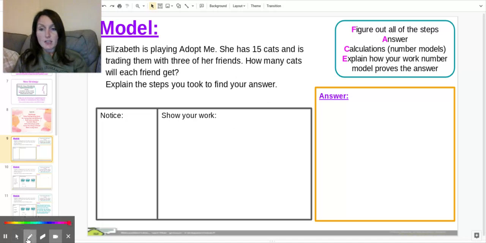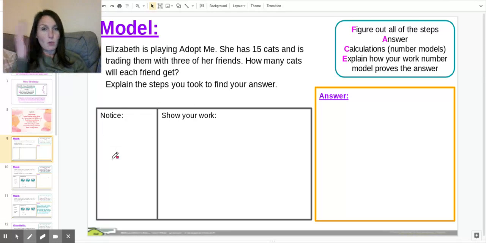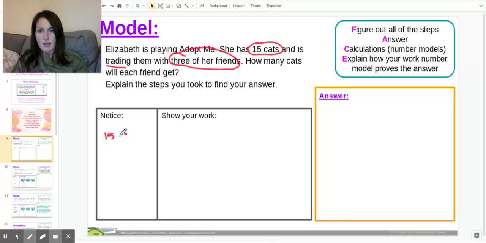So the first thing I need to do here is figure out all of the steps. So I'm going to write down what do I notice? Like what are the steps I need to figure out here? So it says that she's playing this game. Okay, so what does she have? Looking for those numbers is a really important thing to do first. So here it says she has 15 cats and she's trading them with 3 of her friends. Okay, so there's 3 friends and 15 cats. So 15 cats. There are 3 friends.